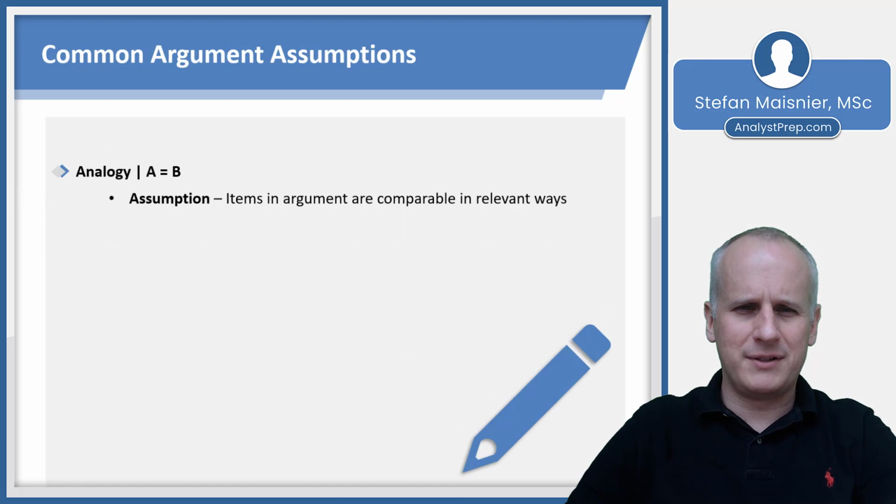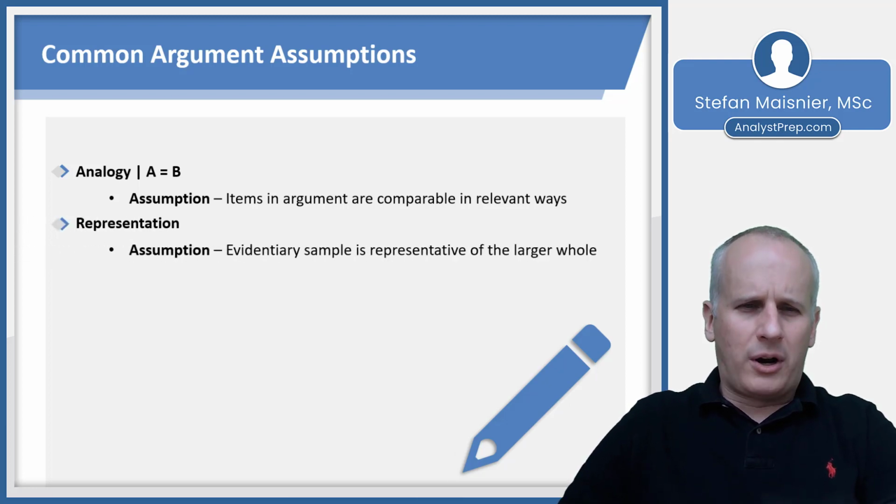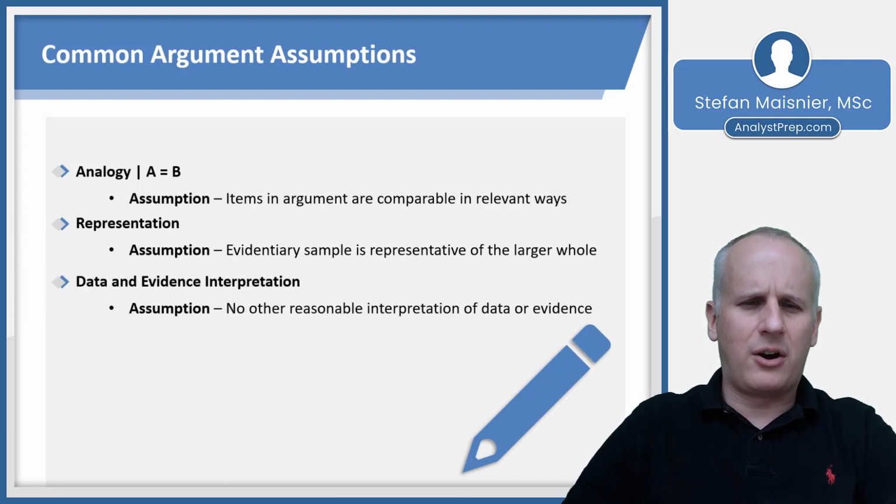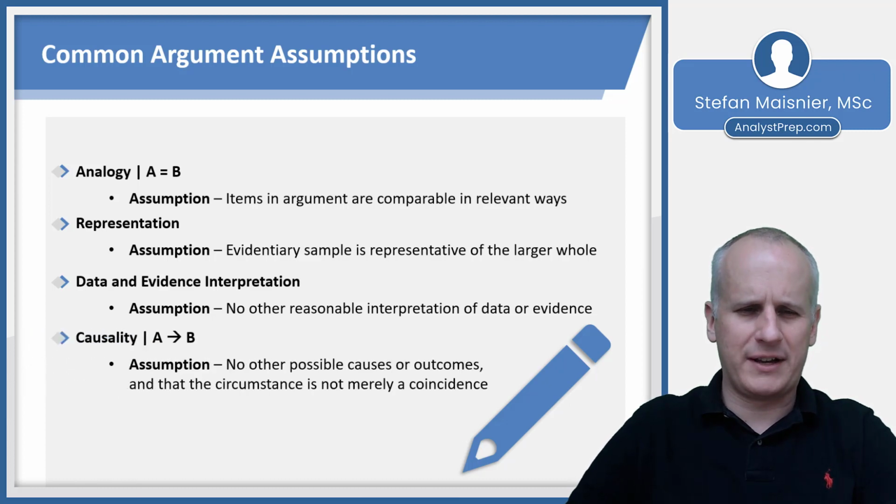So our common argument assumptions will start with an analogy. And of course, the assumption here is that the items in the argument are comparable in relevant ways. Our representation arguments are going to assume that the evidentiary sample is representative of some larger whole. Our data and evidence interpretation argument type is going to assume that there is no other reasonable interpretation of the data or evidence except the one that's been provided.